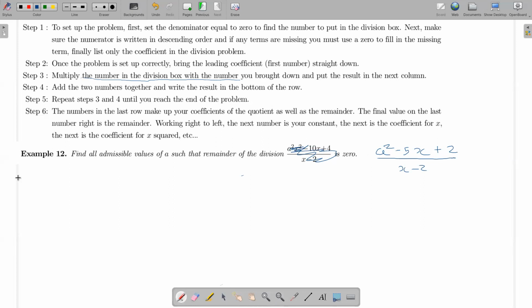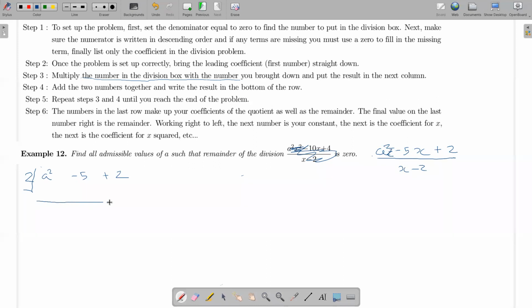To find the remainder, I have to divide, because minus 2 in the box I write 2. Then the coefficients: the coefficient of x squared is a squared, then minus 5 and plus 2. These are the coefficients.